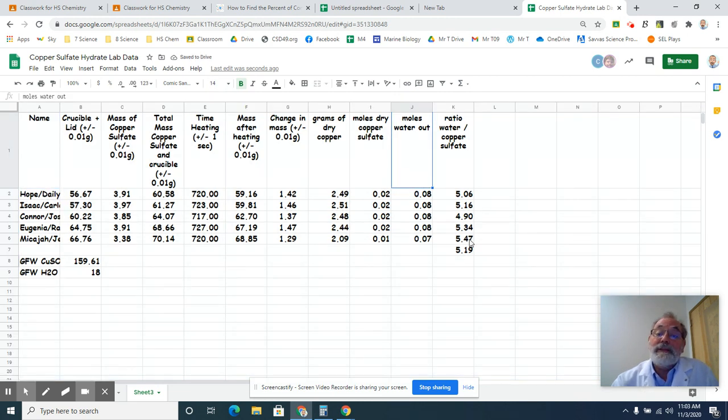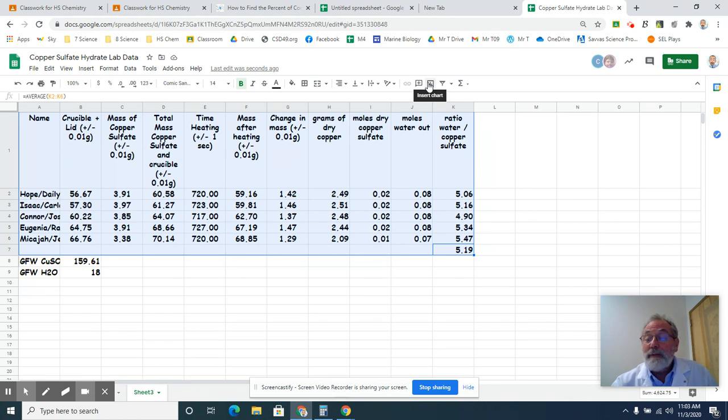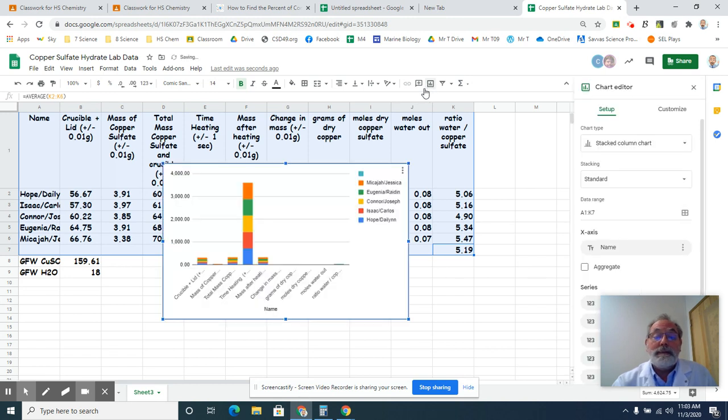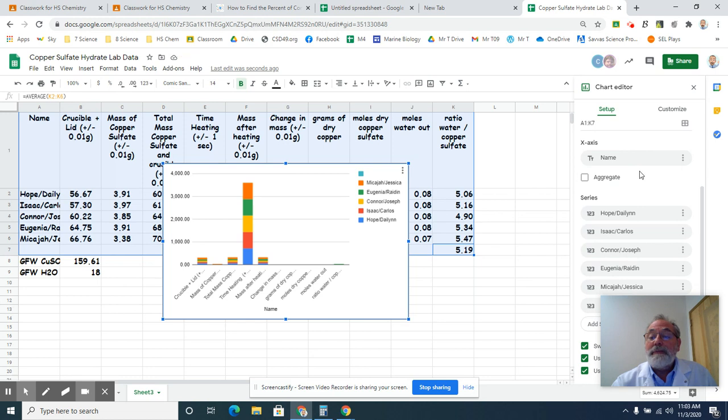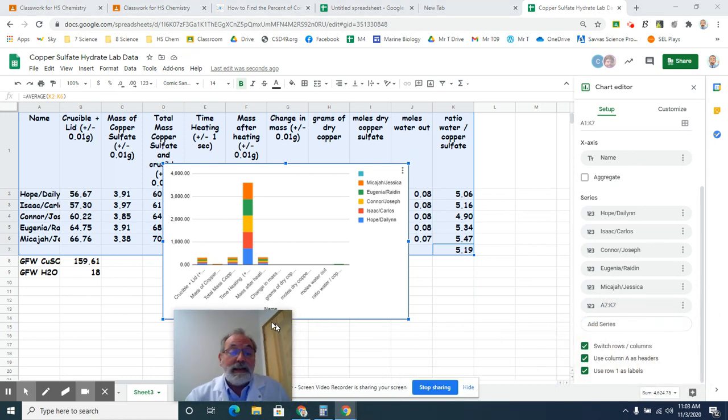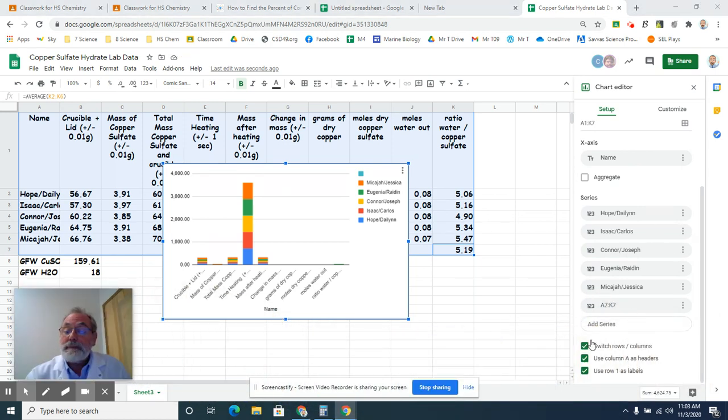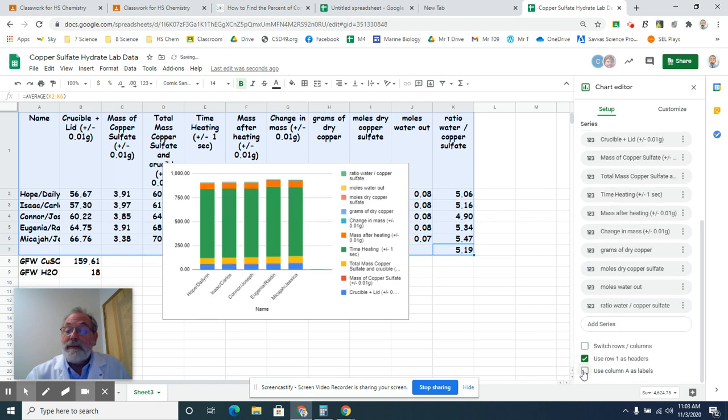Next thing I would like to do is graph this. So I will just take this data, and now I'm going to generate a graph. Now your graph should explain what the experiment was, and it should be meaningful. Now, a stacked bar graph is not the best. First thing you want to do is make sure your headers are showing what you're supposed to be getting. Use column A as headers.